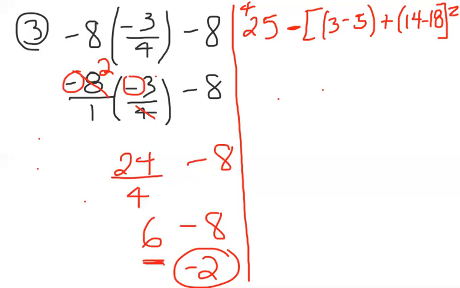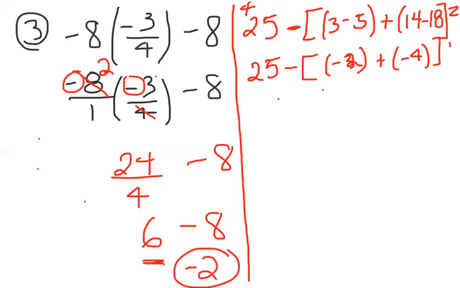Okay, guys, so we're going to start inside the brackets. Inside the brackets, we have 2 sets of parentheses, so we need to simplify both of them. 3 minus 5 gives you negative 2. 14 minus 18 gives you a negative 4. Now, remember, you're still inside the bracket, and all of this is being squared. So continue simplifying inside the grouping symbol. Negative 2 plus negative 4 gives you negative 6. And then you want to square that.